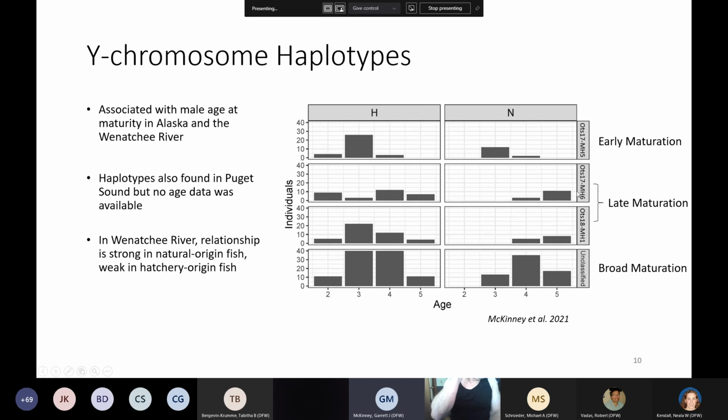We have 2 different late maturation haplotypes that mostly mature at age 5, but also have some at age 4. And then we have a broad maturation haplotype that is mostly maturing at age 4 and then has a significant proportion at age 3 and 5. And so this is the natural origin individuals.